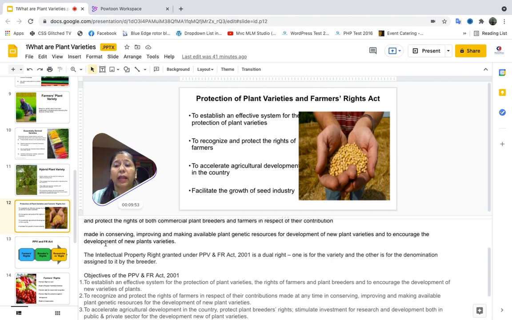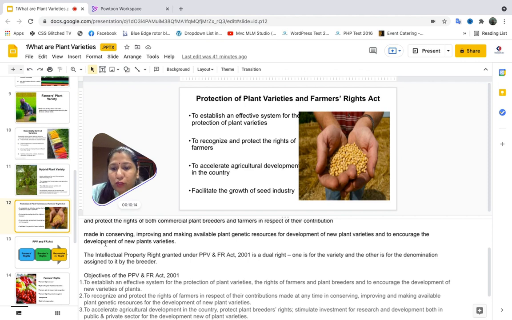Now, this intellectual property right granted under the PPV and FR Act is basically a dual right. You get two rights. You get one right over the variety and another right over the denomination or the name assigned to that variety by the breeder. So it's a dual right.